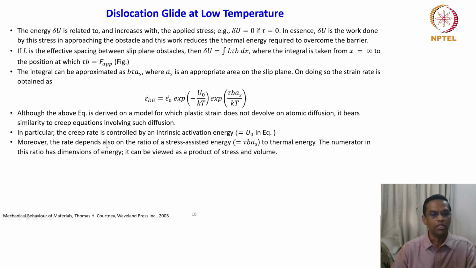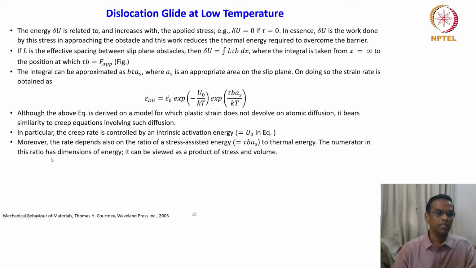Moreover, the rate depends also on the ratio of stress assisted energy. So that is what I just mentioned. Tau b as is nothing but the volume times stress to thermal energy. So it is the ratio of stress assisted energy to thermal energy. This ratio is an additional term that comes along with the intrinsic activation energy. That's what it says. So the creep rate depends upon the ratio of stress assisted energy to thermal energy.